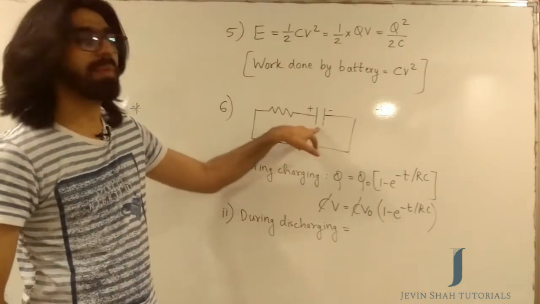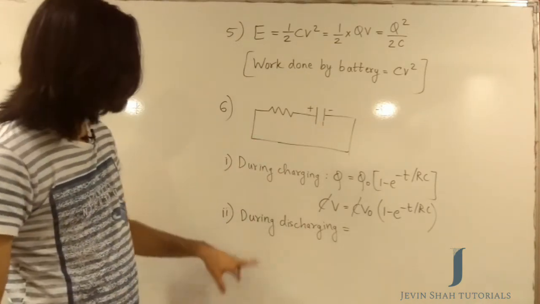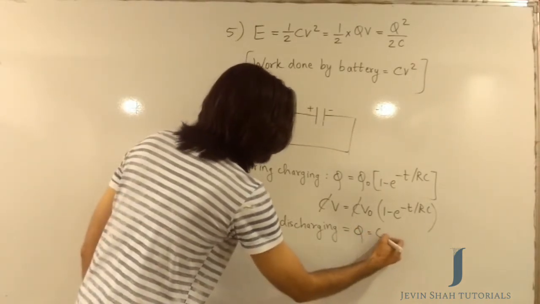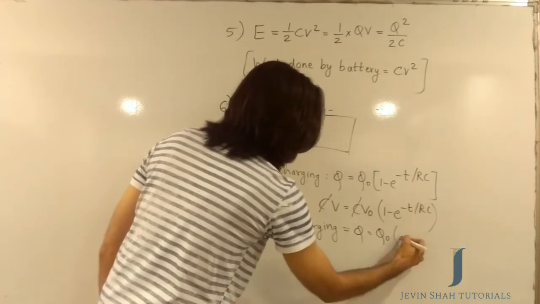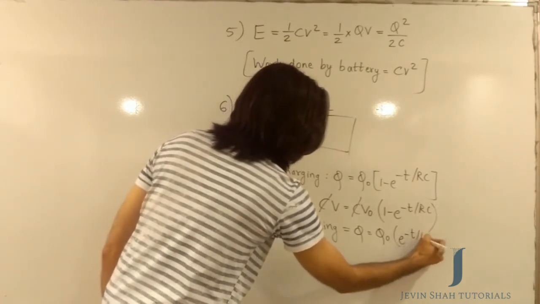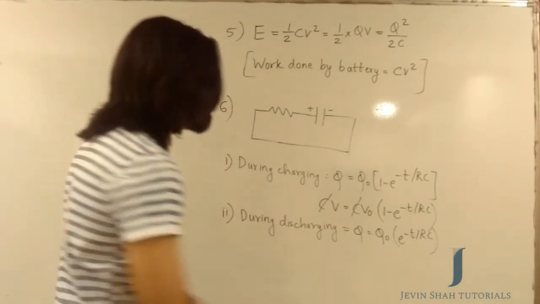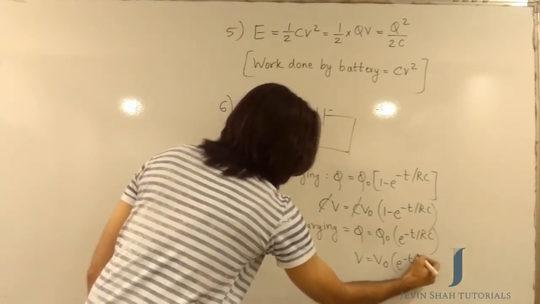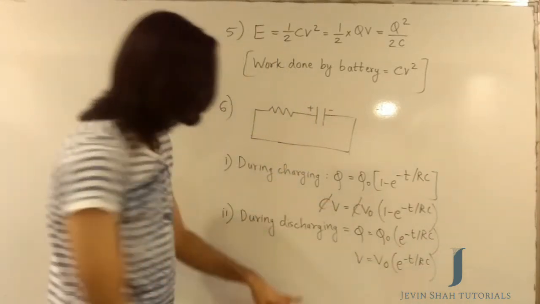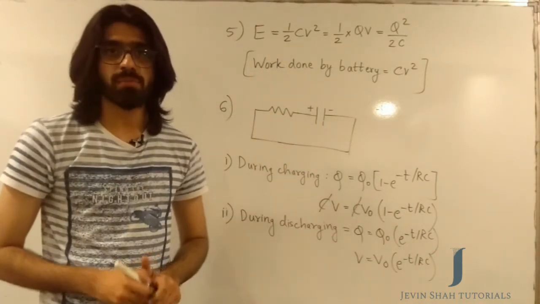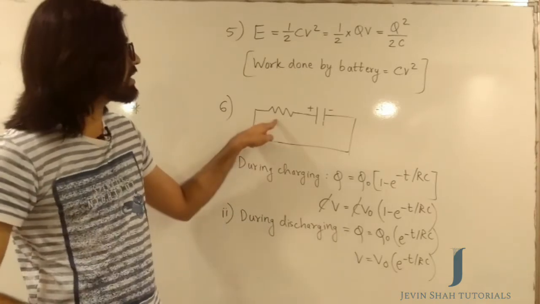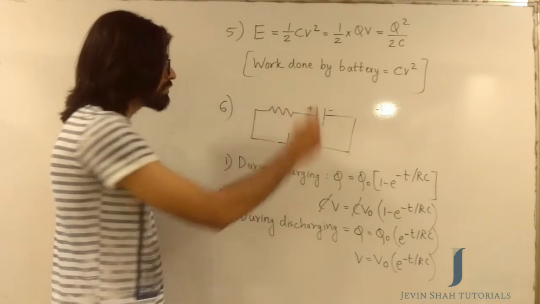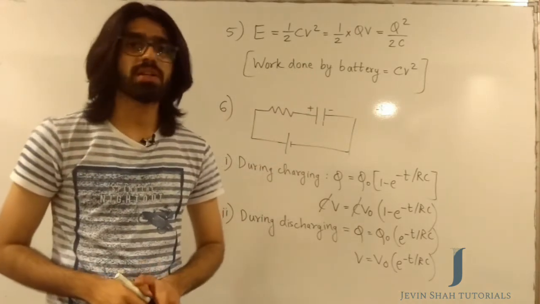So now the capacitor is going to start discharging, and during discharging the charge on the capacitor at any point of time will be given by Q naught into e power minus t by RC. The same result will be followed for potential difference, that is V will be V naught e power minus t by RC. These are certain equations you need to keep in mind for a case when you are connecting a resistor in the circuit where you were having a capacitor as well as a battery. So these are two equations, like I said, you need to keep in mind.